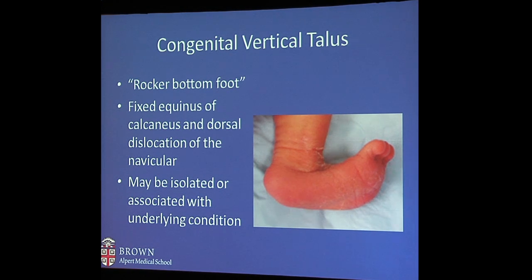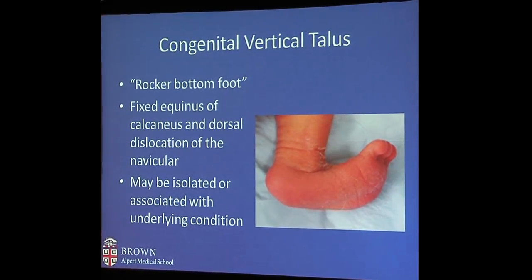And the difference is this is a fixed rigid equinus. So the heel is not pointed up, the heel is pointed down, and the foot bends in the middle. And it can do so because the navicular bone is dislocated. The middle of the foot is bent in half. When you see this, the first step is the genetics referral and the thorough examination, because the majority of these are associated with other things.